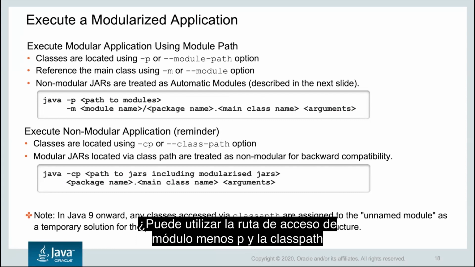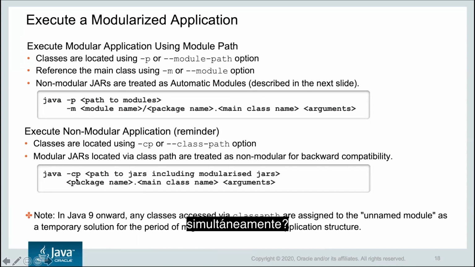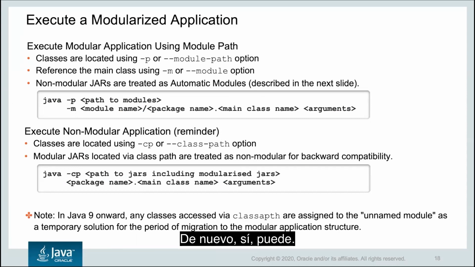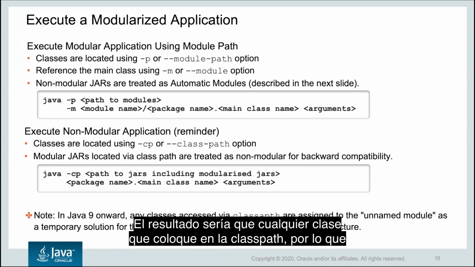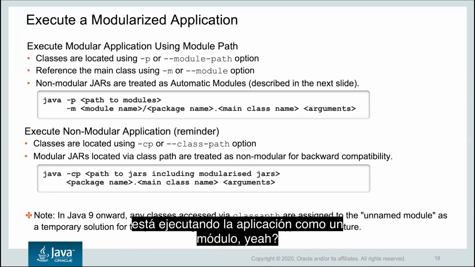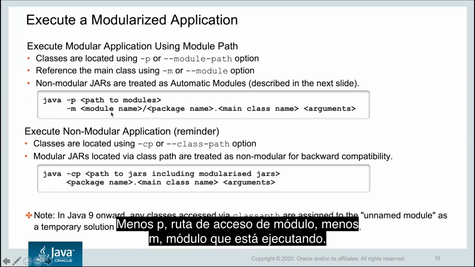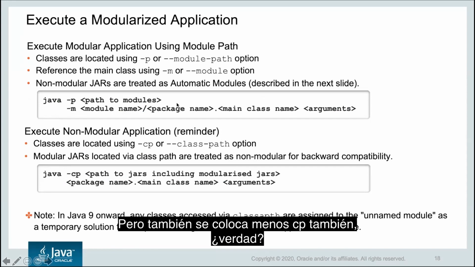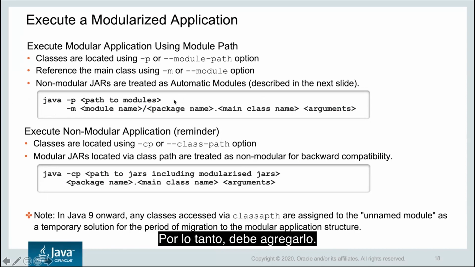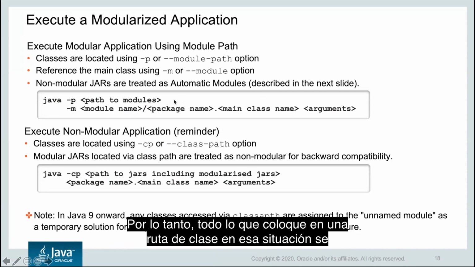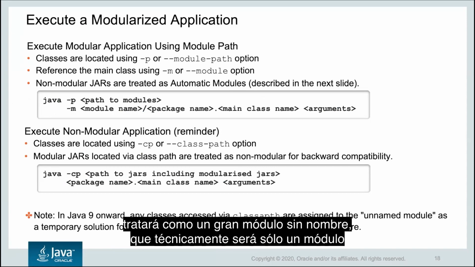Can you use module path -p and the class path simultaneously? Again, yes, you can. You can use them at the same time. You run your application as a module, with -p module path, -m which module you're running, but then you also put -cp as well. So anything you put in a class path in that situation will be treated as one big unnamed module, which technically will be just an open module.